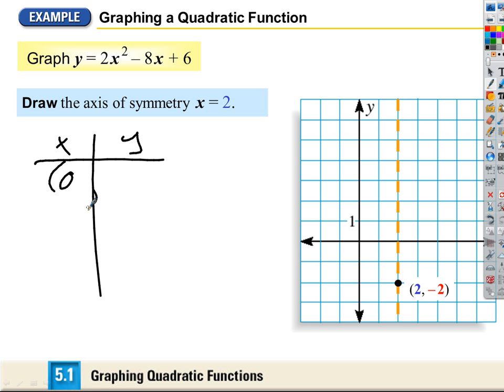2 times 0, that goes away. Minus 8 times 0, that goes away. So 6, yeah. I just get the point 0, 6, right? So that gives me a point.